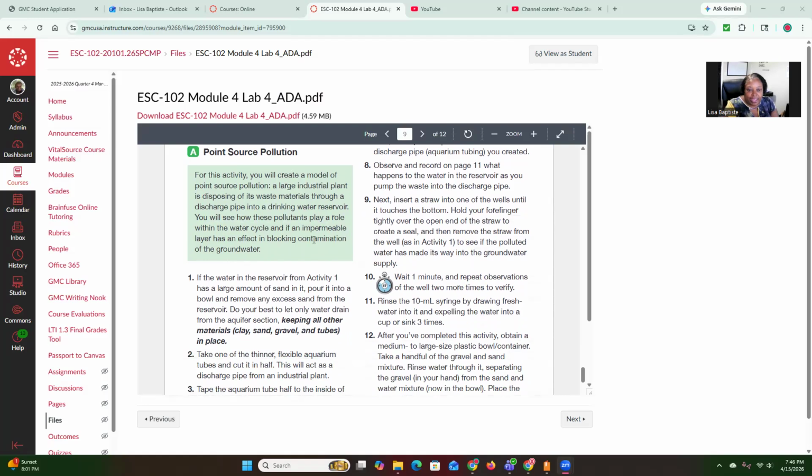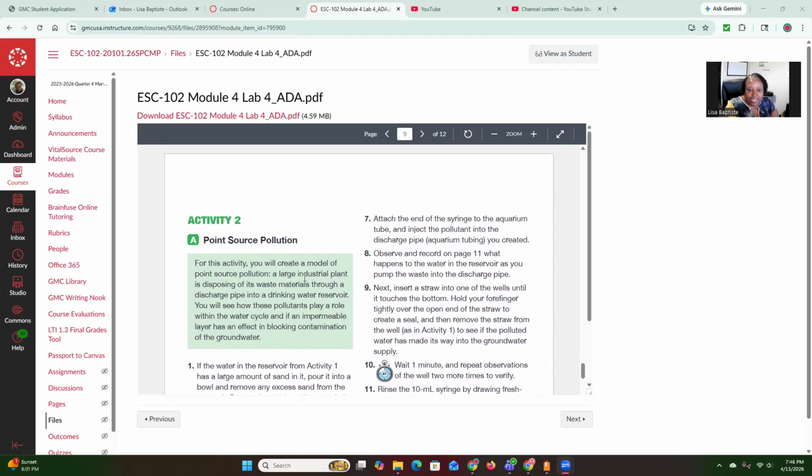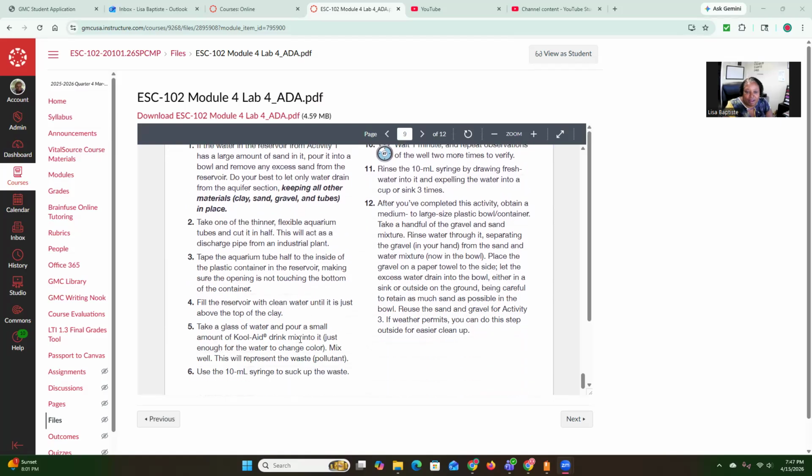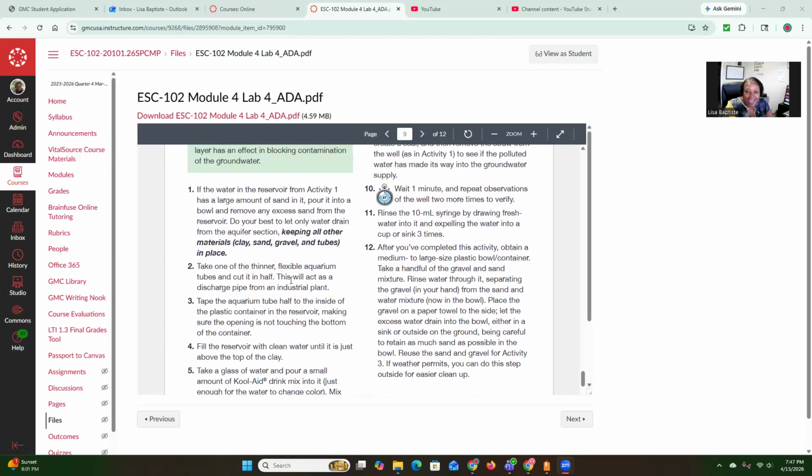Now you want to do activity 2. And for this activity, you will create a model of point source pollution. A large industrial plant is disposing of its waste material through a discharge pipe into a drinking water reservoir. You will see how these pollutants play a role within the water cycle and if an impermeable layer has an effect in blocking contamination of the groundwater. And so this tells you how to set it up.